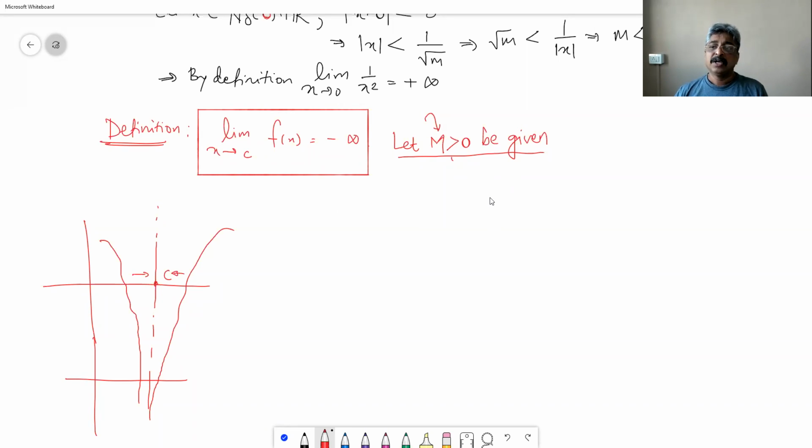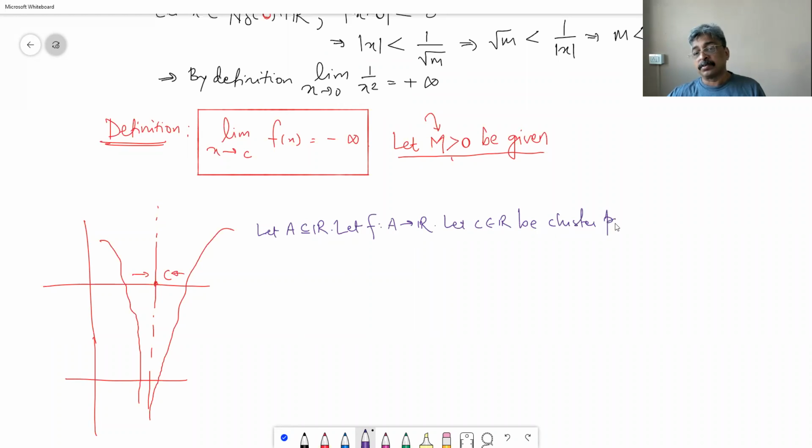Okay. So if M greater than 0 is given to you, will you be able to give me a value of the function lesser than minus M? That is the question. So using M greater than 0 only, you write down your definition. Let A be a subset of R, let f be defined from A to R, let c belonging to R be a cluster point of A, let M greater than 0.